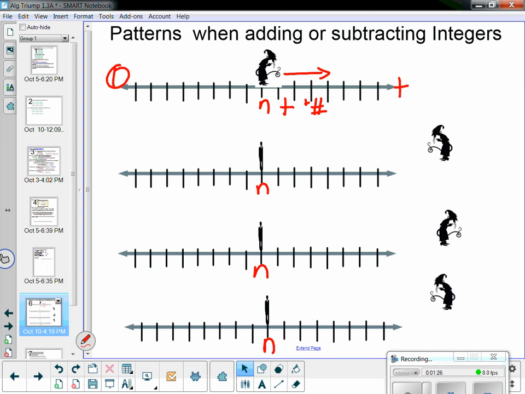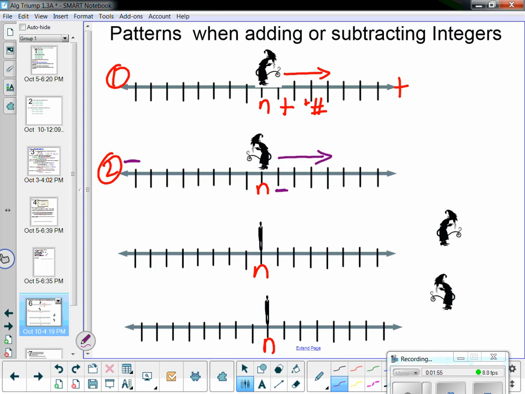Let's try another one. I have my second problem. I have this little guy, and he is going to be facing left this time. So if he is facing left, what type of problem are we doing? Facing left means he's facing to the negative, so he must be subtracting. If I want him to move also in this direction, he has to walk backwards. So he is going to subtract a negative number, and it will work like we were adding.